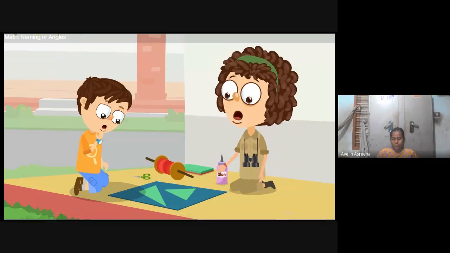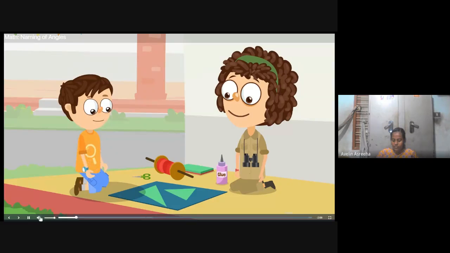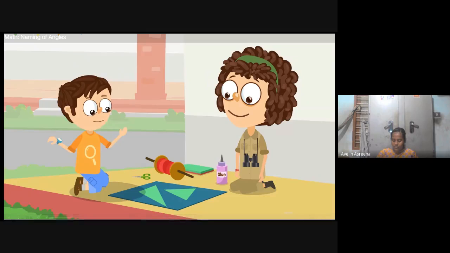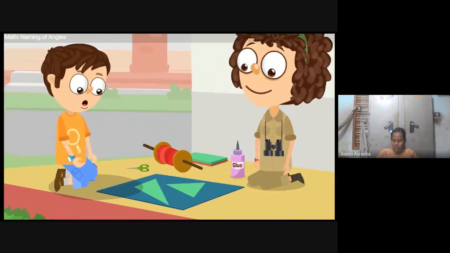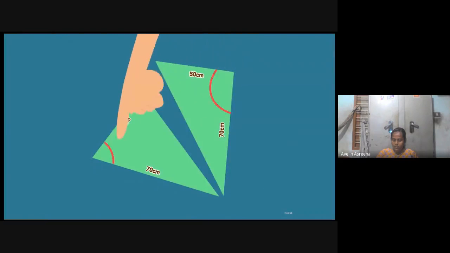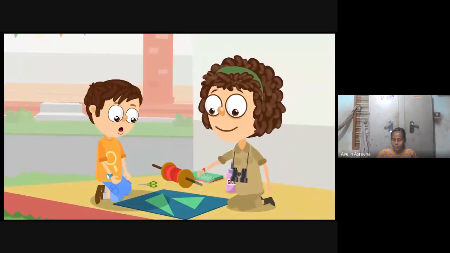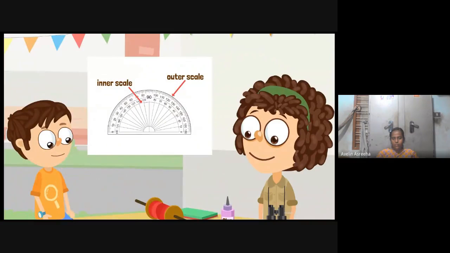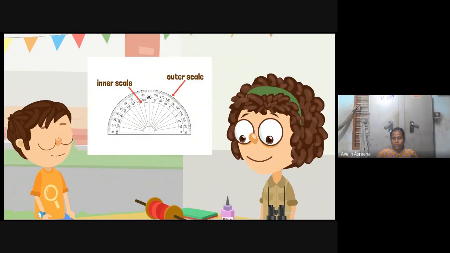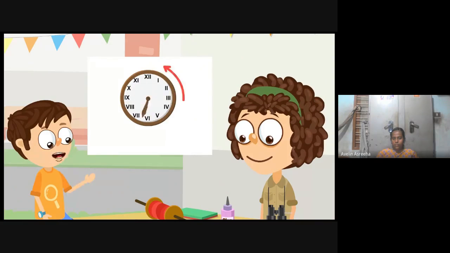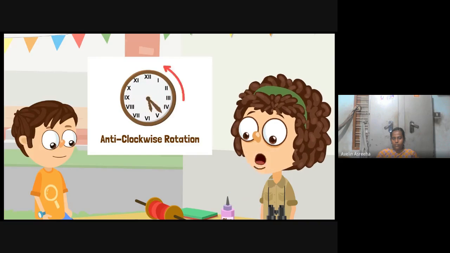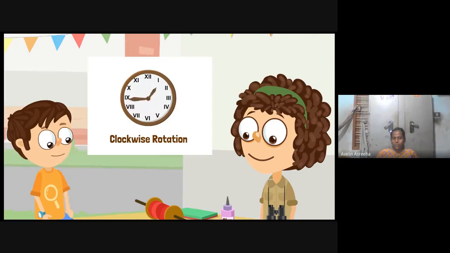Wow, what's that? It's a kite banner. I've cut the sides equal, but they're still not the same. Did you measure the angles? Use a protractor to measure angles. Which scale should I use? Depends on the rotation of the angles. Let me show you. It's moving against the clock. That's anti-clockwise rotation. Clockwise rotation.